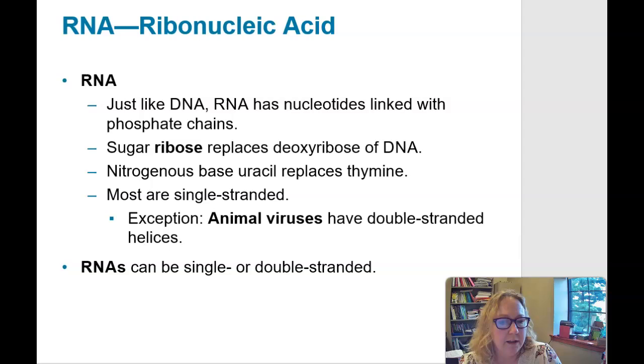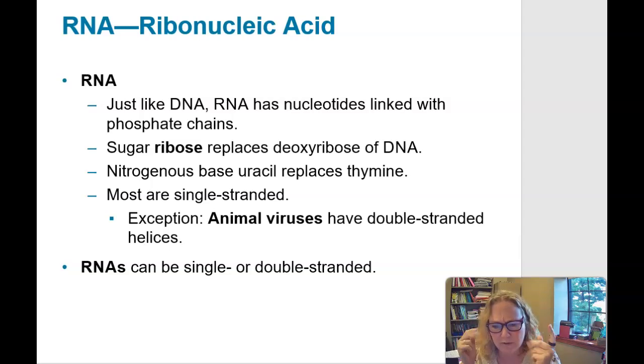Okay, RNA. Just like DNA, RNA has nucleotides linked with phosphate chains. The ribose sugar replaces the deoxyribose, and it replaces T with U. And of course, the exception is animal viruses sometimes have double-stranded RNA, which is just crazy. Viruses, super weird. So RNA can be single-stranded or double-stranded, but it's typically single-stranded.